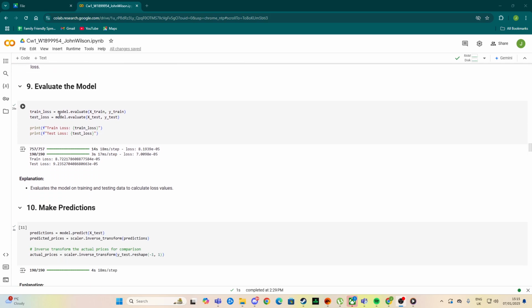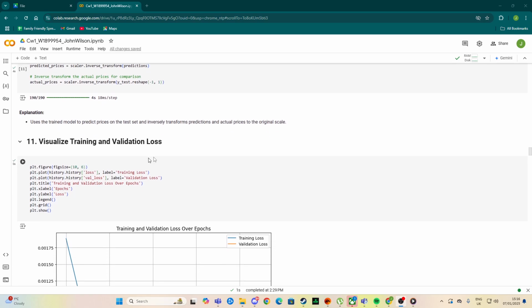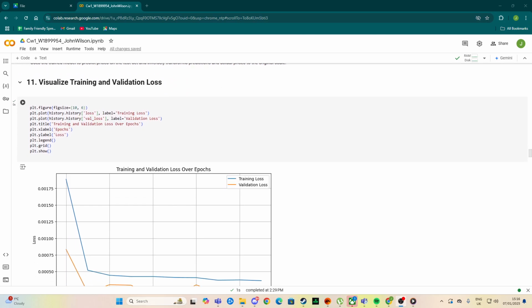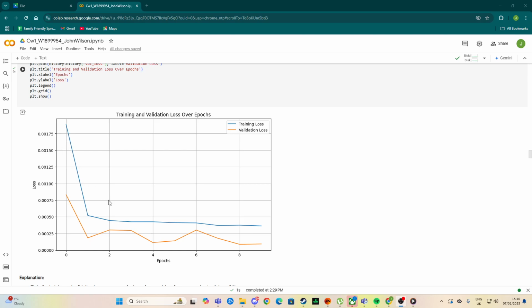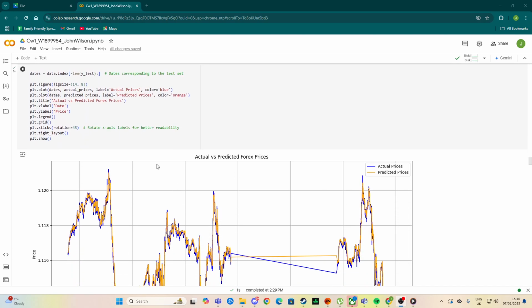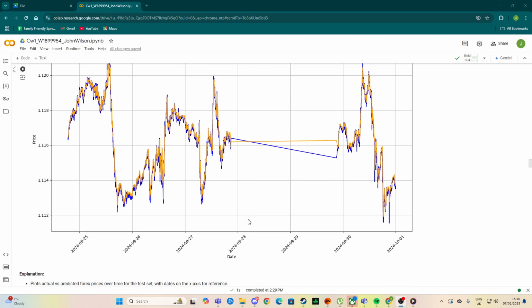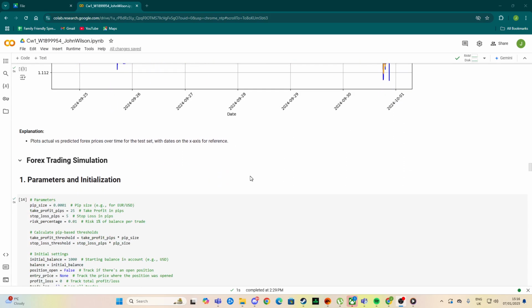Then we evaluate the model here to calculate loss values. Here we use it to make predictions. Here we are visualizing the training and validation losses. You see it goes down quite quickly and then semi-stabilizes here. And here's a visualization of the predictions versus actual prices. As you can see, it follows quite closely. This break here is for the weekend. The market closes on the weekend.